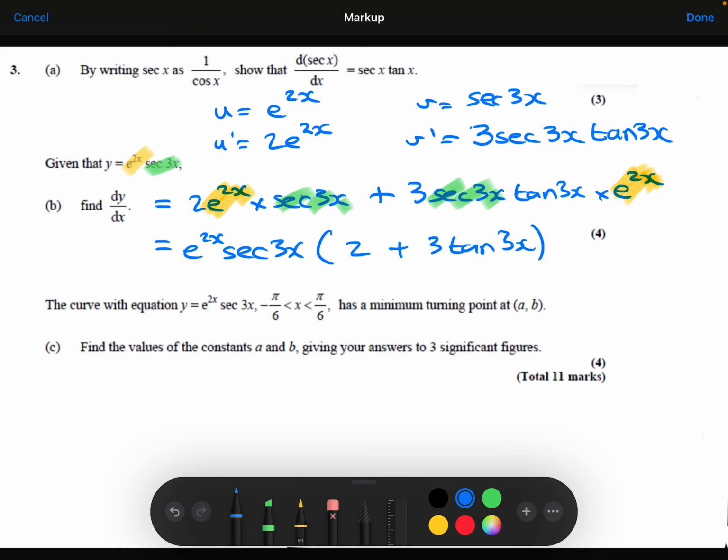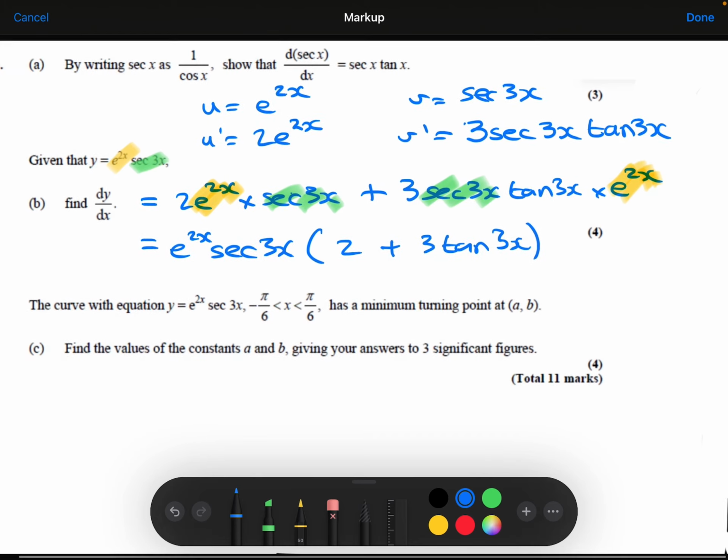We're then told that this curve, y equals e to the 2x sec 3x, between minus pi over 6 and plus pi over 6, has a minimum turning point at A, B. Find the values of the constants a and b, giving your answers to 3 significant figures. So turning point, we know that's where the gradient is equal to 0. So let's take our answer from b that we've written in a nice simple way now and make that equal to 0.